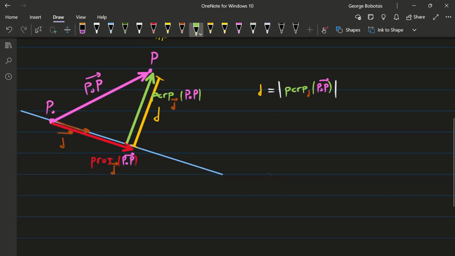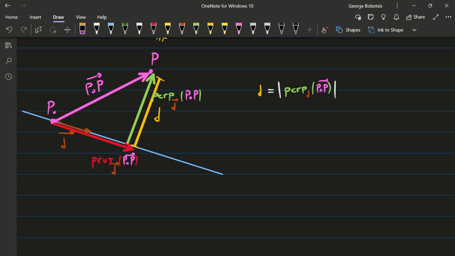But then I notice that if I look at the red vector and the green vector, they're adding head to tail to get me the pink vector. Literally, head to tail, as you can see, to get me the resultant, which is the pink vector. I could say, P naught P is equal to the sum of the other two. The proj, and of course, the perp. Like this. And again, let me color code everything nicely. So the proj of P naught P and the perp of P naught P onto vector D.